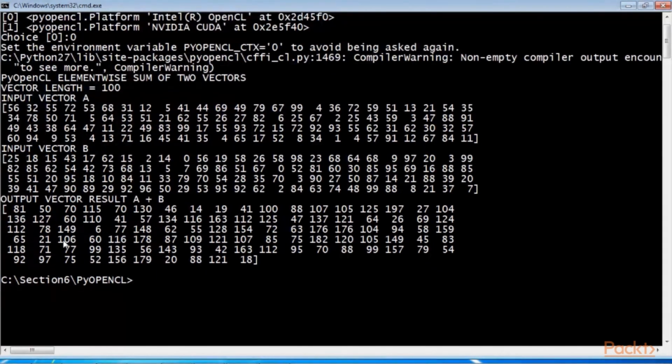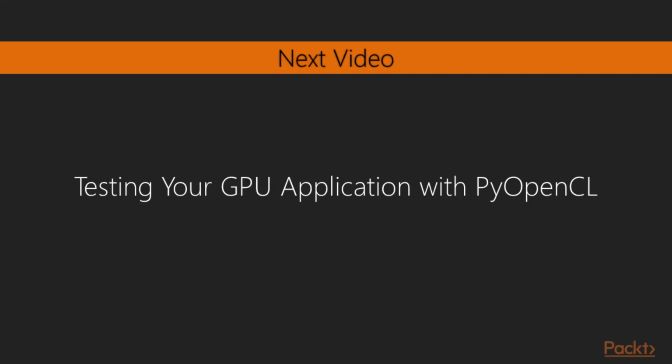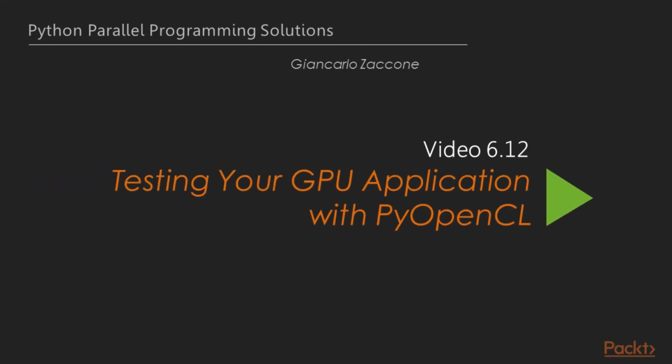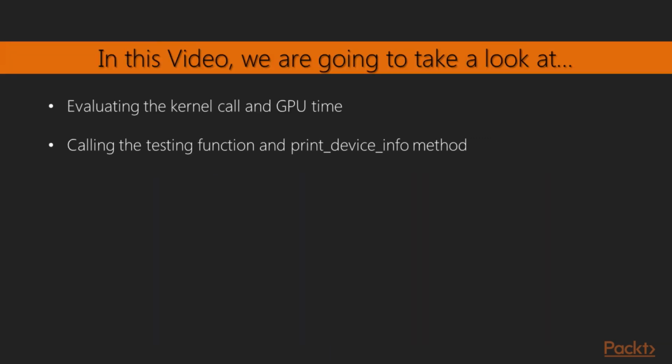Great! In this video, we evaluated element-wise expressions with PyOpenCL. In the next video, we'll test the GPU application with PyOpenCL. Here's the final video of this section, testing your GPU application with PyOpenCL. In the previous video, we evaluated element-wise expressions with PyOpenCL. In this video, we'll first evaluate the kernel call and GPU time. Further, we'll see how to call the testing function and print device info method.